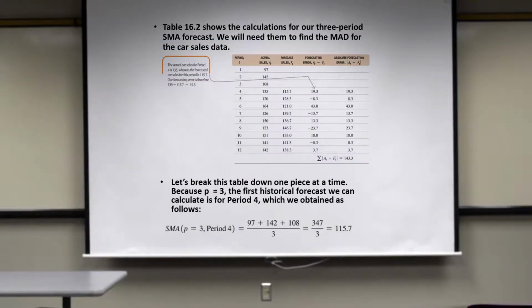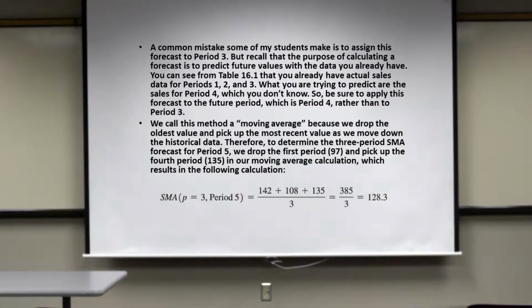Table 16.2 shows the calculation for our 3-period SMA forecast. We will need them to find the MAD for the car sales data. Let's break this table down one piece at a time. Because P equals 3, the first historical forecast we can calculate is for period 4, which we obtain as follows. SMA with P equal to 3 and period 4 is equal to 97 plus 142 plus 108 divided by 3, equal to 115.7.